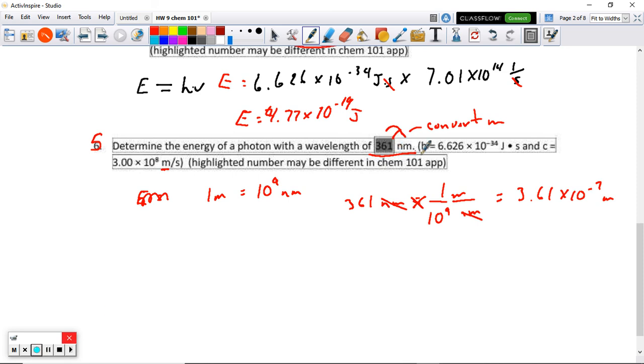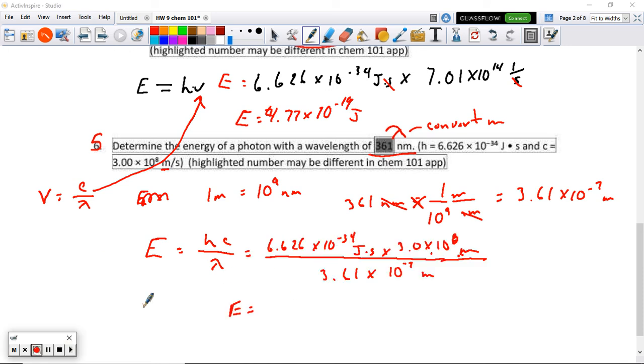Now, so we have a wavelength, we have Planck's constant, we have the speed of light. Remember that one of our formulas for energy is Planck's constant times the speed of light over wavelength, because frequency equals c over wavelength. We can substitute this into that. Same formula, just a different setup.